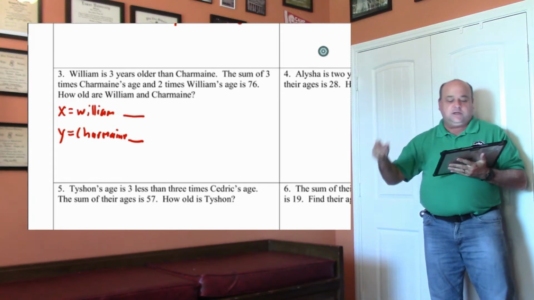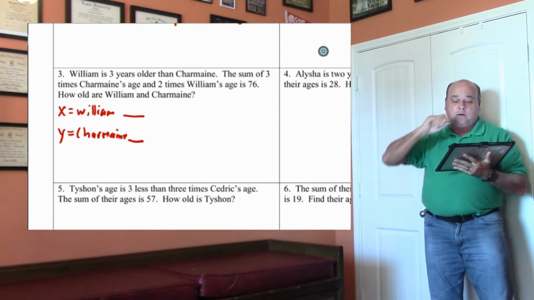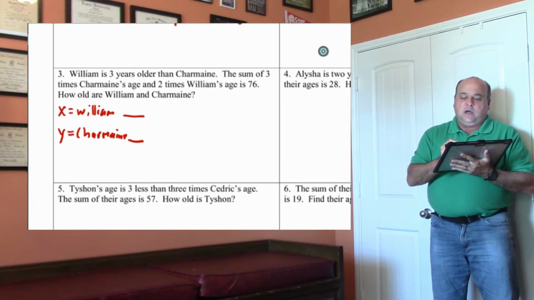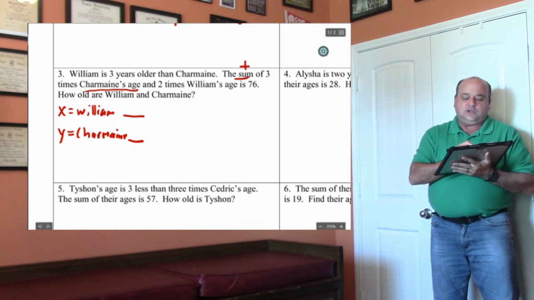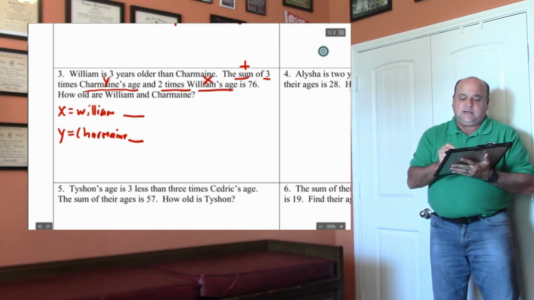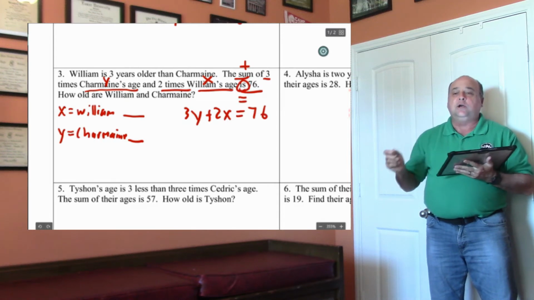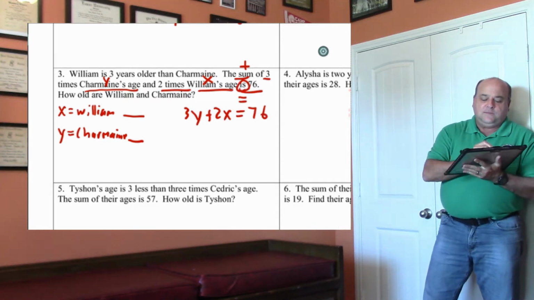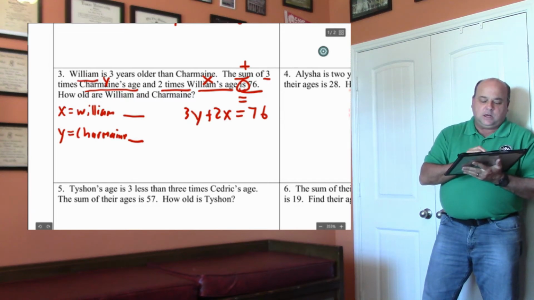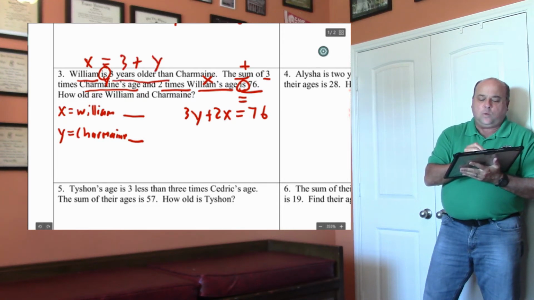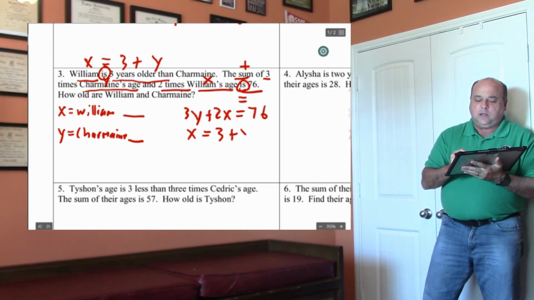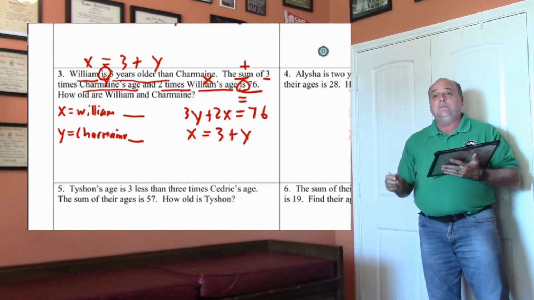Now we're going to write down the equations, and remember, we're going to use x and y so we can use the calculator. It says the sum of 3 times Charmaine's age, Charmaine is y, and 2 times William's age, William is x, is 76. So I'm going to have 3y plus 2x is 76. Remember, your "is" will turn into your equal sign. Then in the next equation, William is 3 years older, so x equals 3 plus y. Now I have generated my two equations.